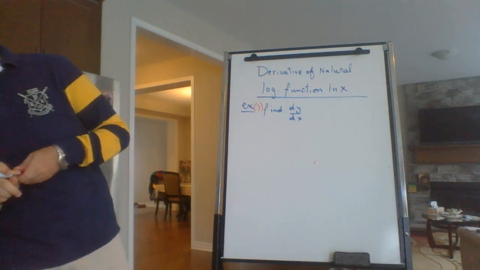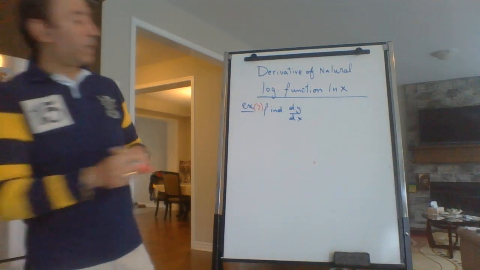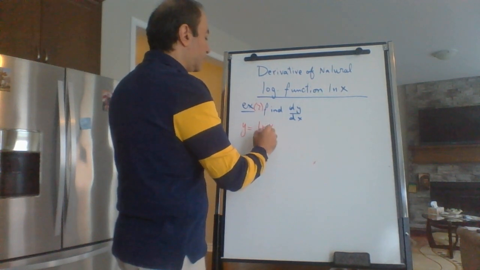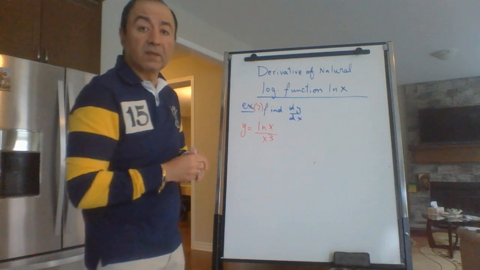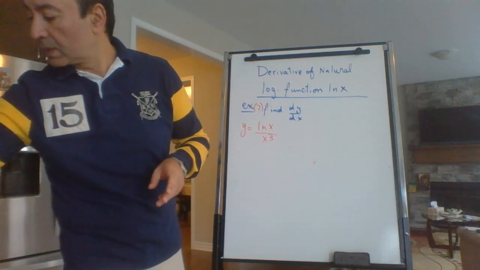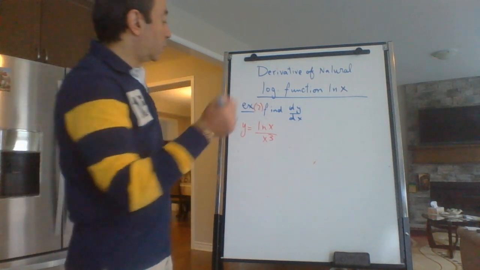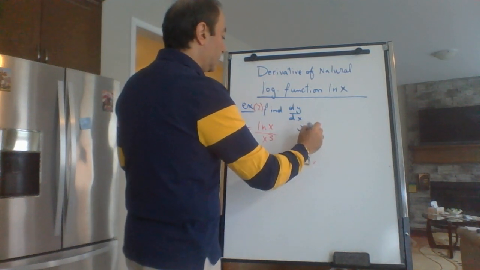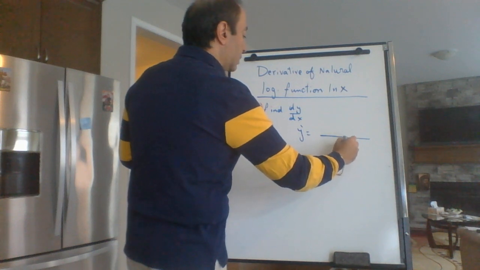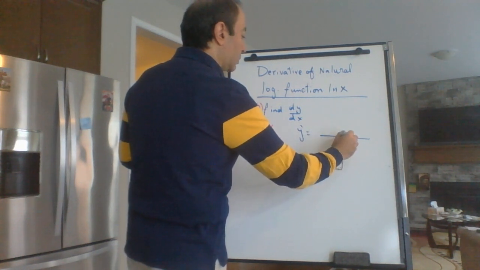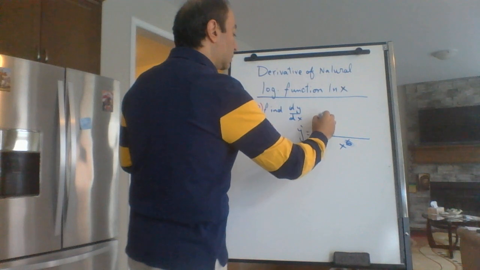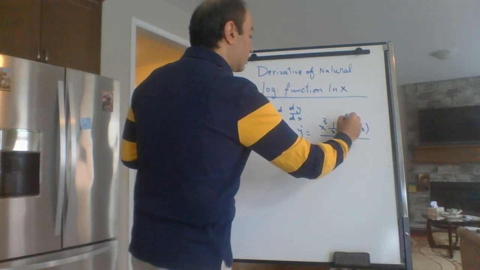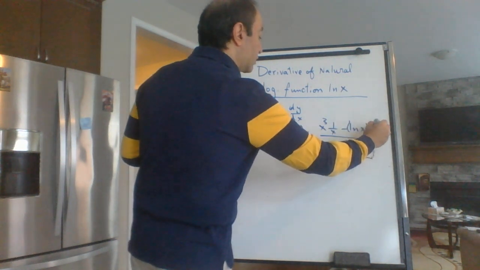Example 2: y equal ln x over x cubed. If I want to find the derivative of this, I will use the quotient rule, because this is a quotient. So y prime will equal low squared, so this will be x to the power of 6, low d high minus high d low, the derivative of this, 3x squared.